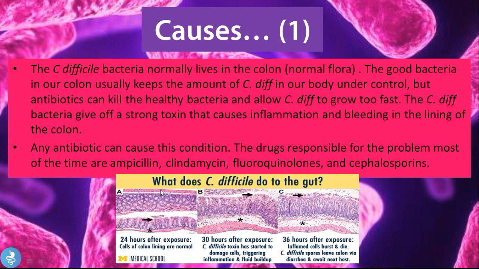And if you look at image A, we see 24 hours after exposure, the cells of the colon lining are normal. 30 hours after exposure, the C. diff toxin has started to damage cells, triggering inflammation and fluid buildup. And 36 hours after exposure, the inflamed cells can burst and die, and the C. diff spores leave the colon via diarrhea and await the next host.